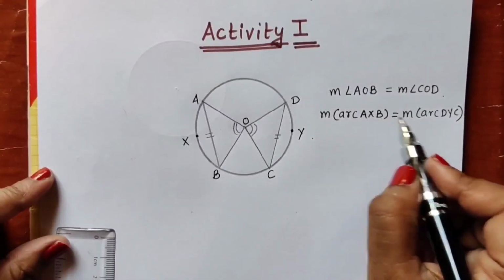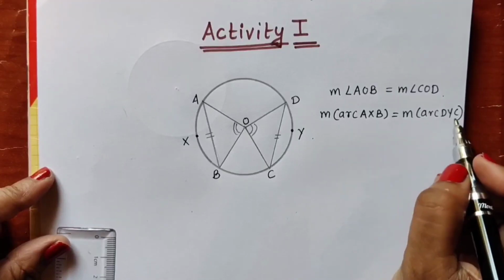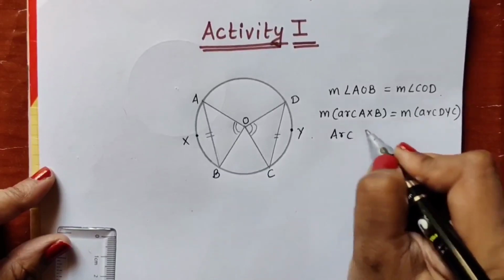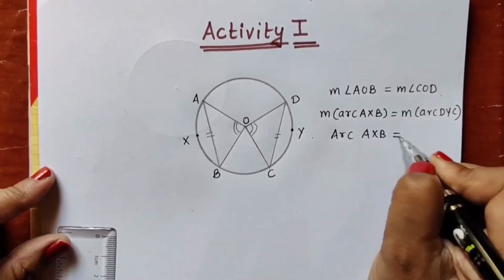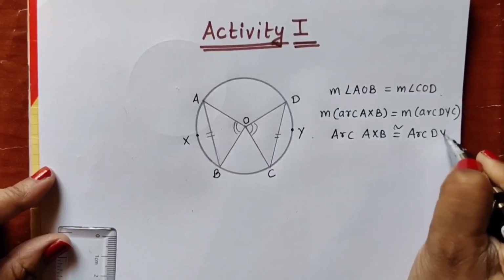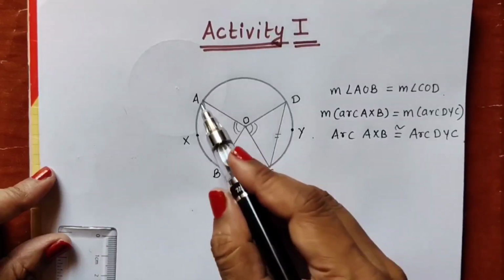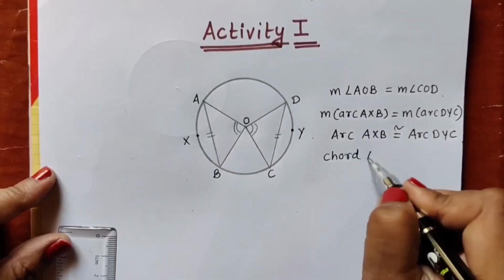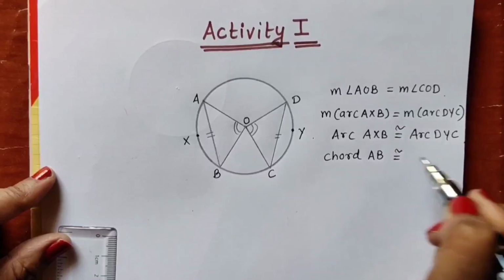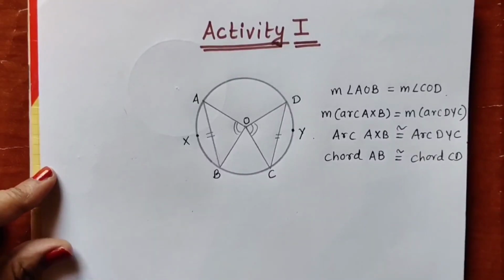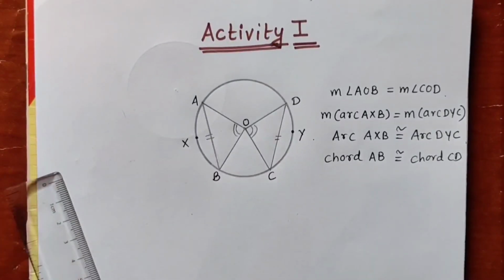So the major arc AXB and major arc DYC are equal. That means arc AXB is congruent with arc DYC. As these two arcs are congruent, their chords are also congruent. This means chord AB is congruent with chord CD. This we have seen by measuring with the help of our ruler. We can show it by using the divider also.